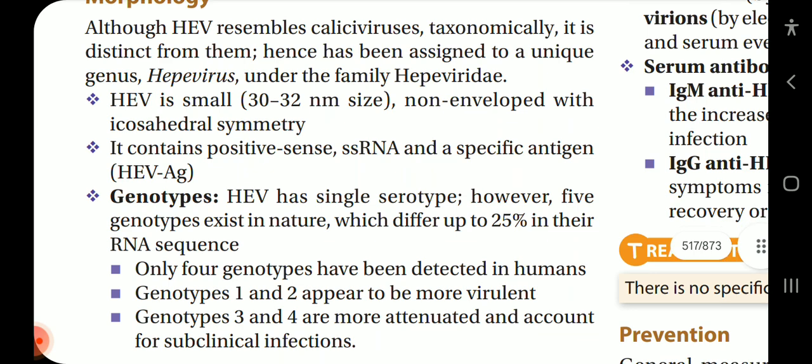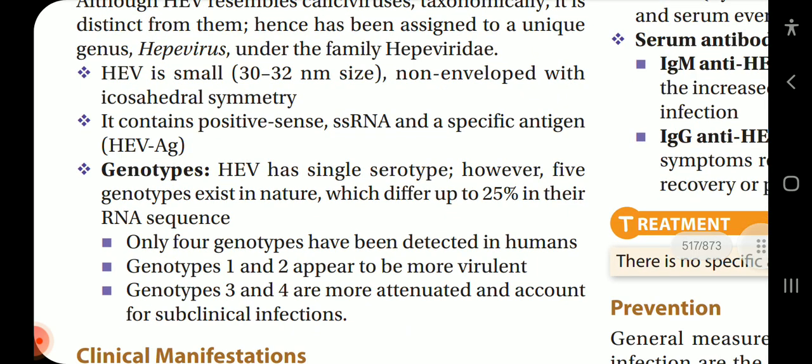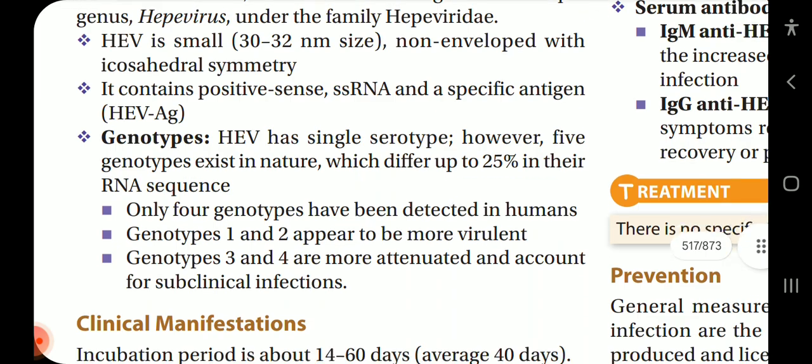HEV is small, 30 to 32 nanometer size, non-enveloped with icosahedral symmetry. It contains positive sense ssRNA and a specific antigen, HEV antigen.